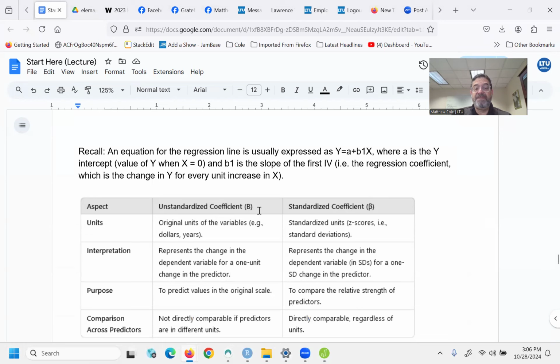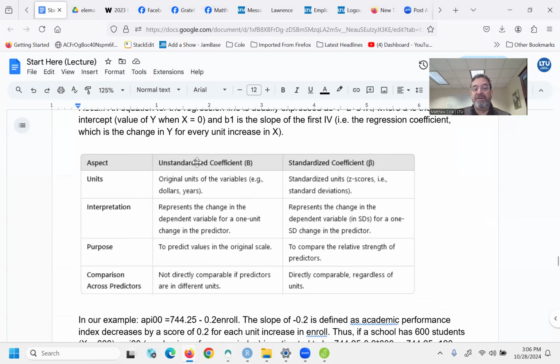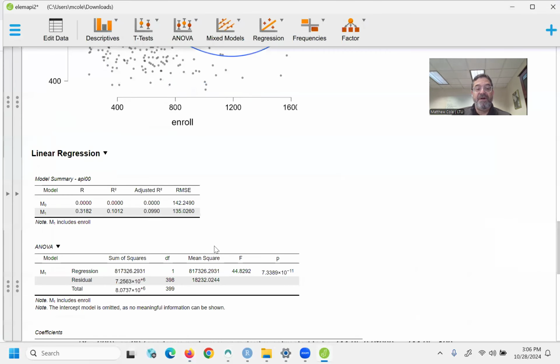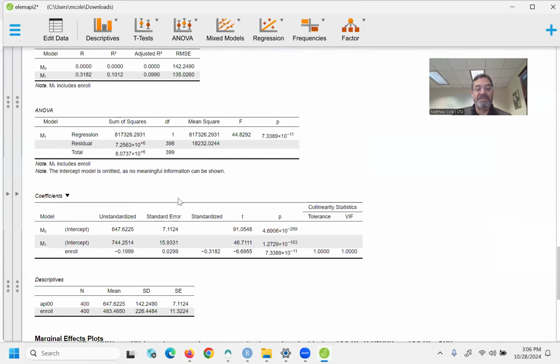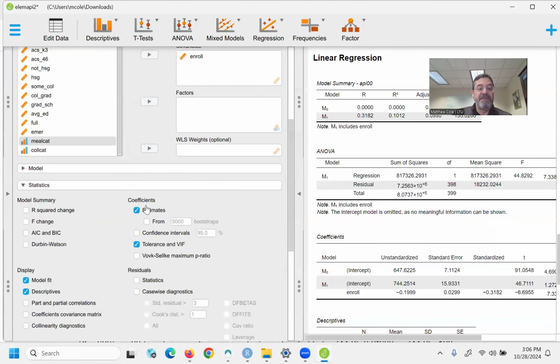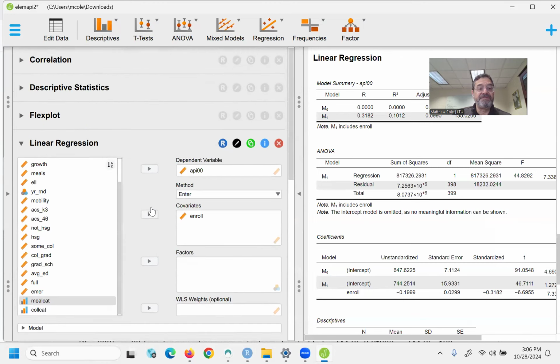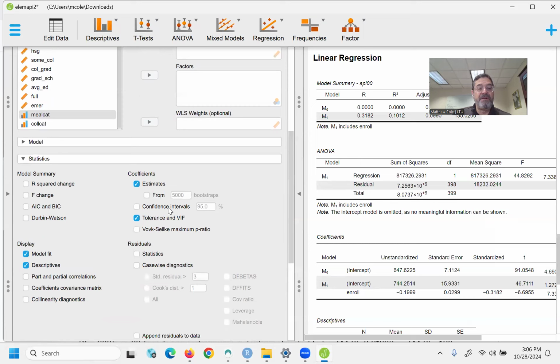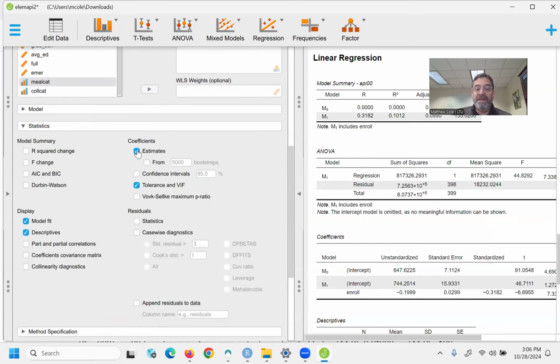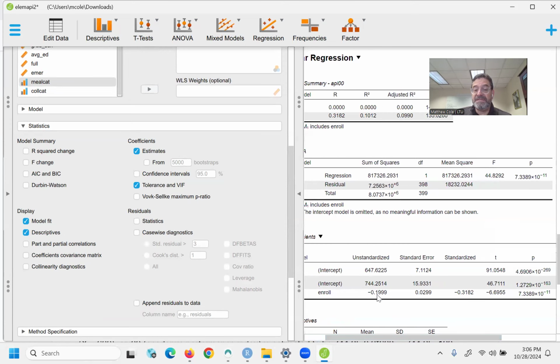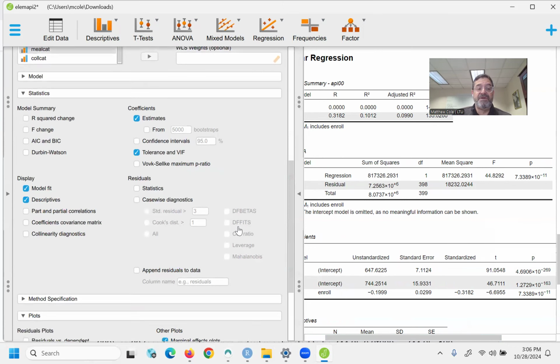Now, just something about the coefficients. There are unstandardized coefficients and there are standardized coefficients. So far, what is being given to us is in the coefficients section. When we click on estimates, it gives us the unstandardized and it gives us the standardized. We don't have to do anything extra. It already gives it to us.